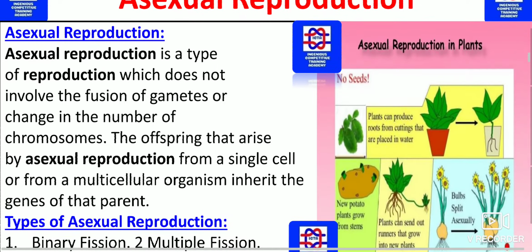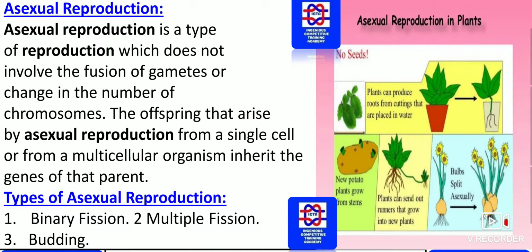If we take asexual reproduction, it's a type of reproduction which does not involve the fusion of gametes or change in the number of chromosomes. The offspring that arise by asexual reproduction from a single cell or from a multicellular organism inherit the genes of that parent. So here, in asexual reproduction in plants, plants can produce roots from cuttings that are placed in water. So as you can see, after cutting that, you can place it in water.